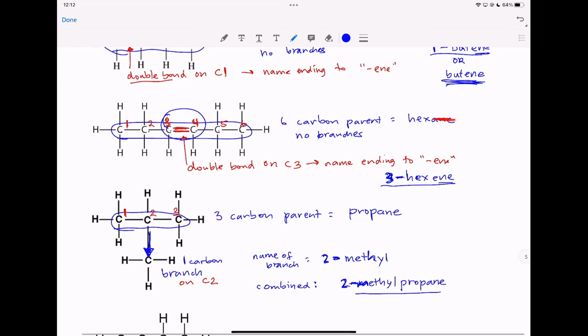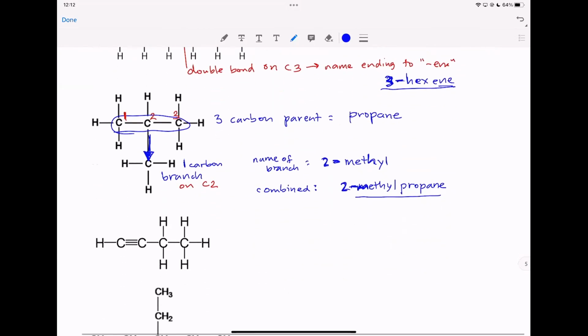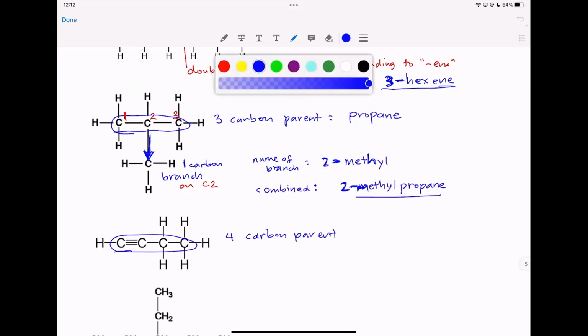Okay, let's take a look at this next one. So the next one, you've got 4 carbons in this continuous line. So this is a 4 carbon parent. And that 4 carbon parent does not have any branching.